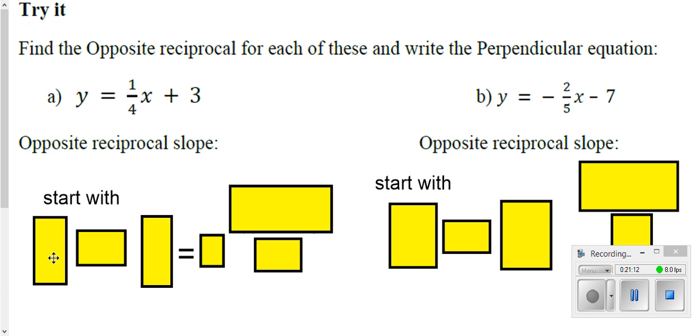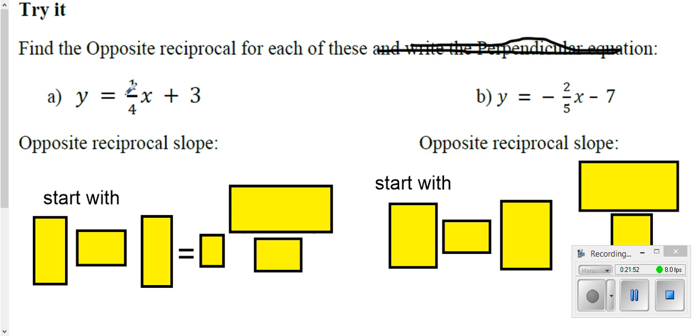All right, let's do a couple of tries here. Find the opposite reciprocal for these. We're not actually going to write the perpendicular equation here. Let me check, I think I got the wrong example here. Let me pause it. Okay, I found my way again. The only difference on your paper is it does not say to write the perpendicular equation. So we're just going to find the opposite reciprocal of these.